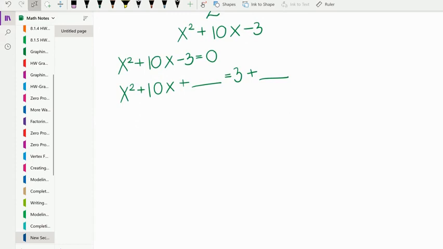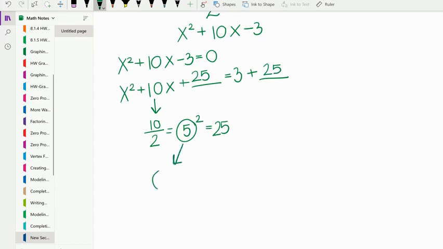Then we take our middle term, which is 10. We divide by 2. We get 5. I'm going to circle that. And then you square it, which is 25. So that goes in the blank here and here. Then remember, you take that factor. So we get x plus 5 squared equals, and then 3 plus 25 is 28.